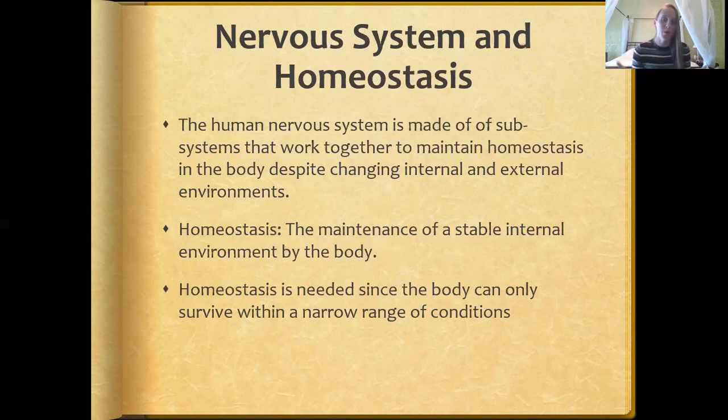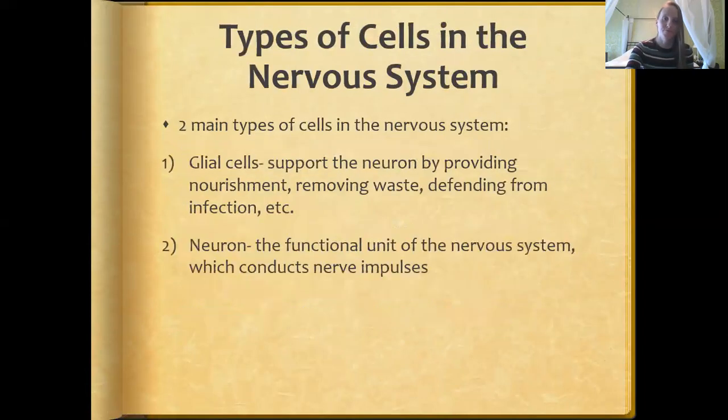Because we are exposed to a lot of different external conditions, and we're constantly changing our internal conditions with the things that we eat and how much water we're drinking and stuff like that, our nervous system and our endocrine system have to work to maintain this homeostasis, to maintain a constant, stable internal environment that our organs and stuff can actually function in.